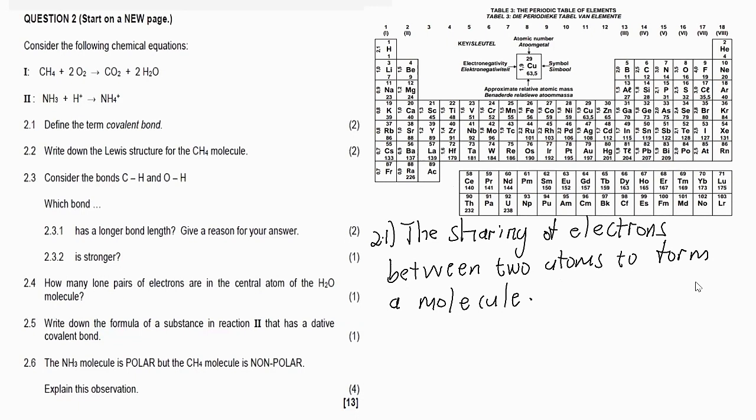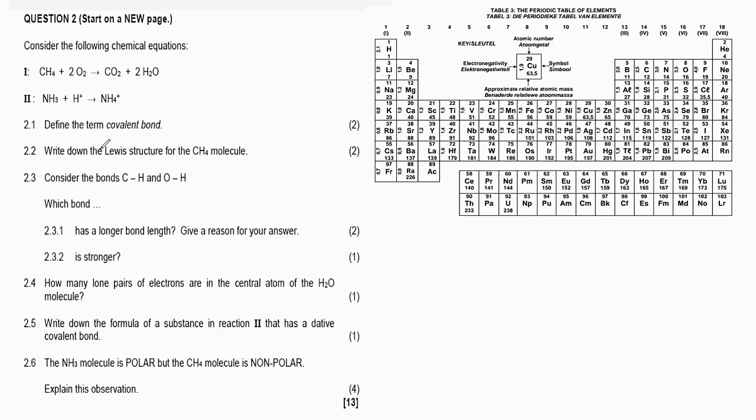Then let's move. We have 2.2. It says write down the Lewis structure for the CH4 molecule. Now looking at this, we can see that this molecule is formed out of 1 atom of carbon and 4 atoms of hydrogen. Since we know that carbon is more electronegative, the carbon will be our central atom, and the hydrogen atoms will just be surrounding this carbon atom.